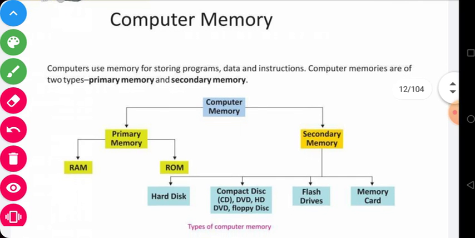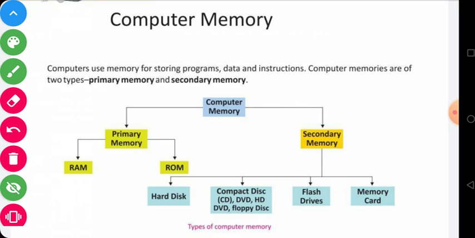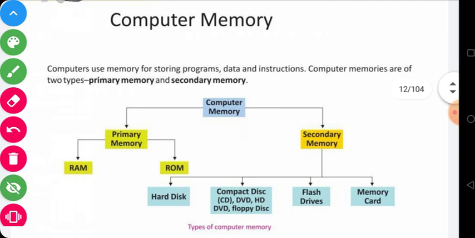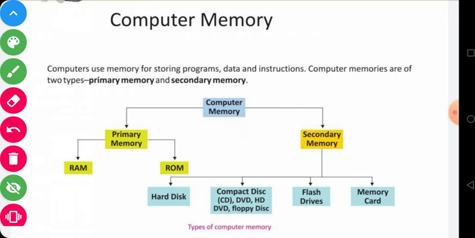As you can see in the diagram, the memory of a computer is mainly of two types. The first one is called primary memory, and the second one is called secondary memory. These are the two types of computer memory which are present in our modern computer system also. So let's study them one by one. Primary memory is generally classified into two subtypes. The first one is called RAM, and the second one is called ROM. The full form of RAM is random access memory, and the full form of ROM is read only memory.